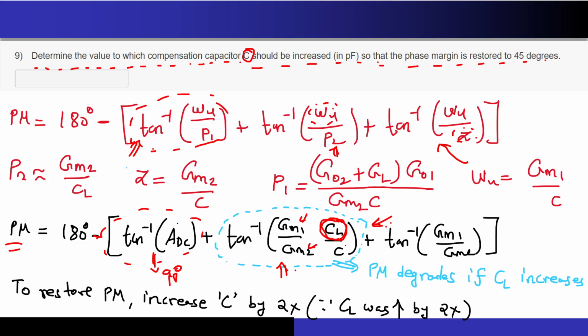The smart thing that I can do is, whatever factor by which I have increased the CL, with the same factor I can increase my C as well. Correct. So the net increase from this particular term will become 0, and my phase margin will be restored to its original value. So what we can see now is determine the value to which the compensation capacitor C should be increased. Since CL has been increased by the factor 2x, we also have to increase the C by the factor 2x. Only then we won't have any significant effect on our phase margin.